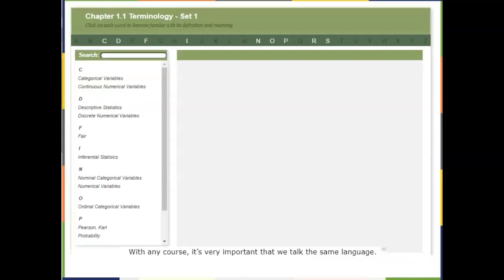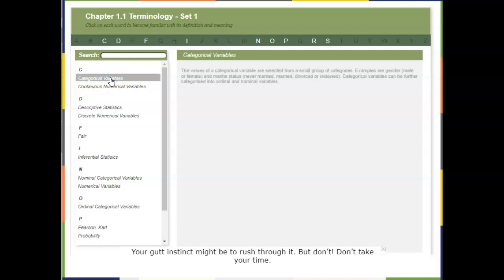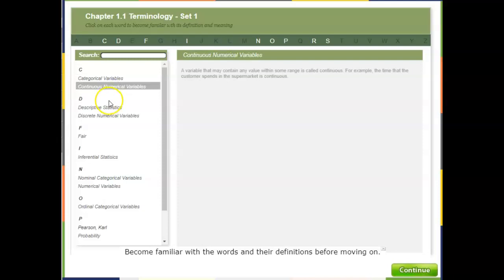With any course, it's very important that we talk the same language, and if there are specialized phrases or words, we really need to get on the same level very quickly. Your gut instinct might be to rush through, but don't. Take your time. Become familiar with the words and their definitions before moving on.